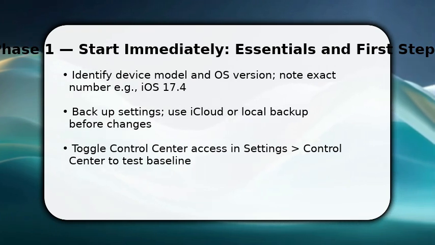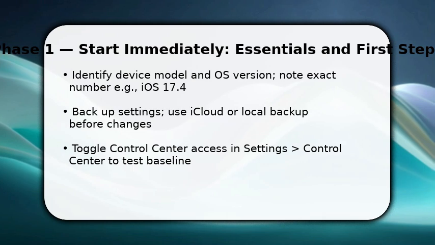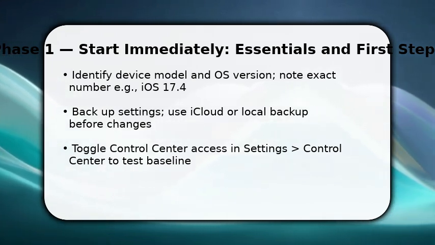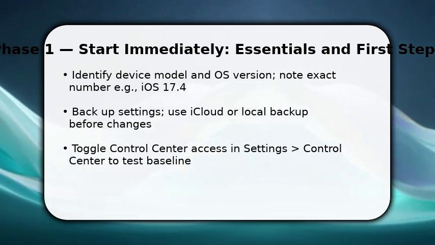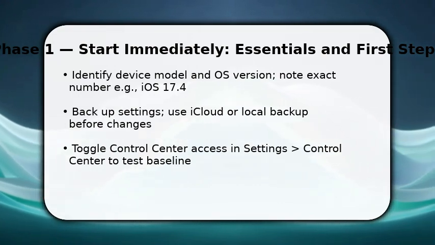Next, go straight to Settings and toggle Control Center access on and off to clear transient flags. You're not wasting time. This first sequence isolates simple permission issues and ensures you can always restore. If toggling fails, keep the backup and move to the systematic reset steps that follow.